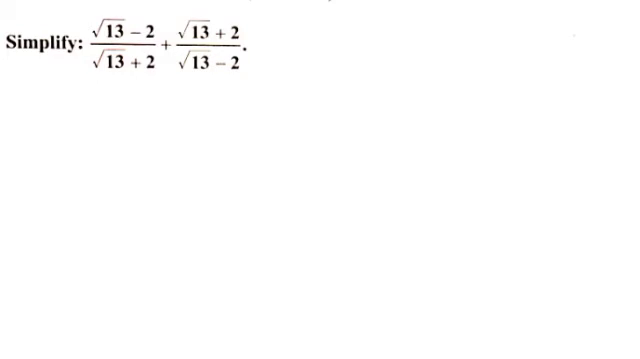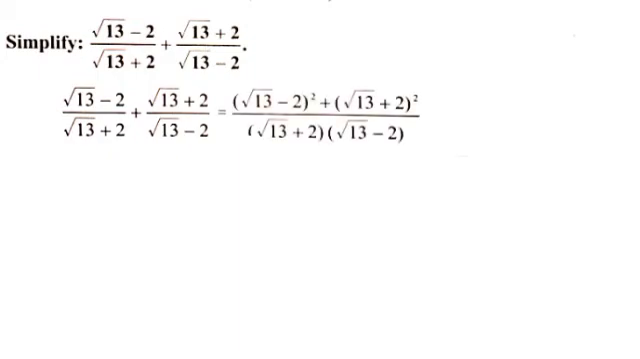Simplify: square root 13 minus 2 by square root 13 plus 2, plus square root 13 plus 2 by square root 13 minus 2. Square root 13 minus 2 whole squared plus square root 13 plus 2 whole squared by square root 13 plus 2 into square root 13 minus 2. So this is what we get when we combine the two of them.